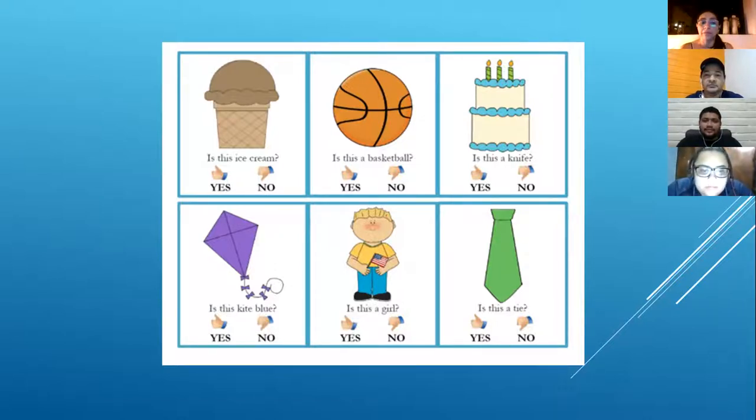All right, Tania, is this a blue kite? No, it's not a blue kite. Uh-huh, it's a purple. Good. It is a purple kite. Yes, it is. Very good. All right. Let's see. Osvaldo, is this a girl? No, he is a boy. No, he's a boy or no, he isn't, right? No, he isn't a girl. He's a boy. Very good.